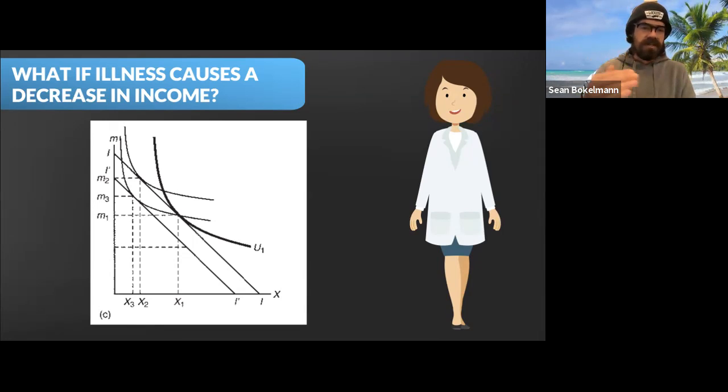And so we can see that compared to no illness, M1 and X1, medical care has gone up, although not as much as it would have if income didn't decrease. And on top of that, the consumption of X is further reduced from X2 to X3, which makes sense, right? We're assuming that M and X are normal goods. And so if this person's income declines, we would expect that the consumption of X and M also declines. Okay, so this is how we can use indifference curves to analyze the effects of an illness in these ways.